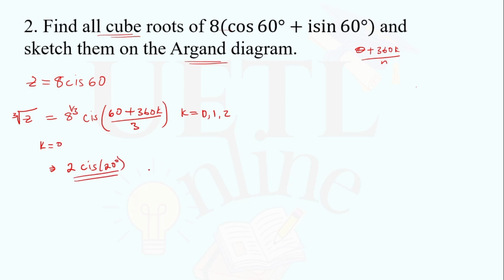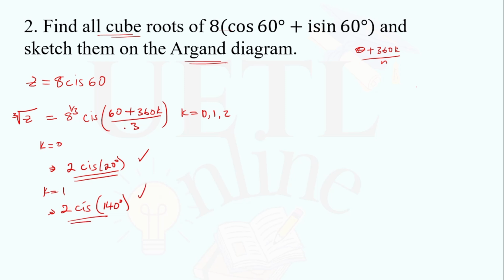Then the next thing is you're going to substitute k equals 1. Substituting k equals 1 is not going to change the modulus here, so it becomes 2 CIS. Then if you substitute k equals 1 into the angle, it gives us 140. So this is our next complex number. We just substituted k equals 1 into this formula.